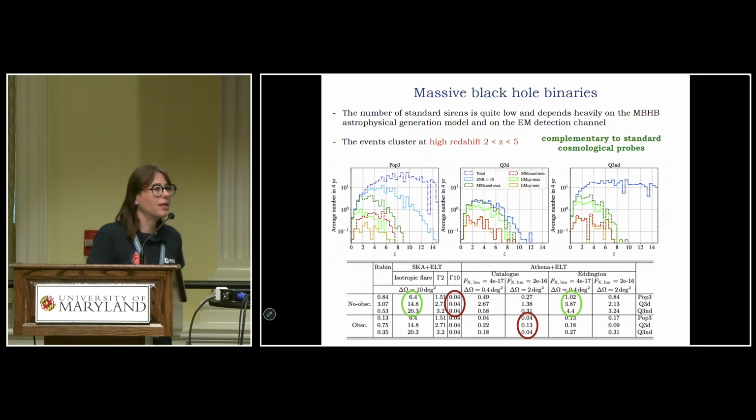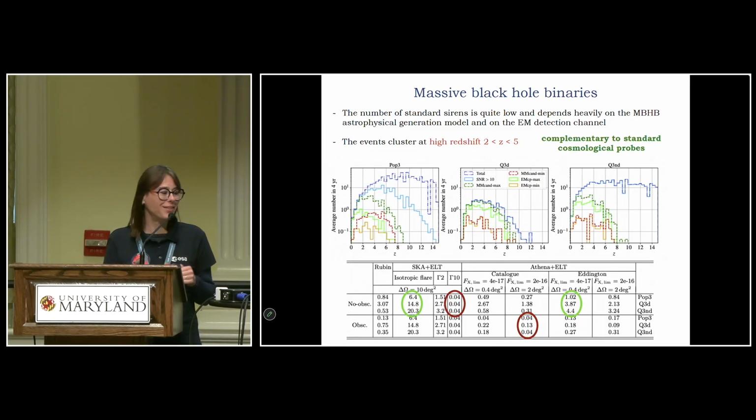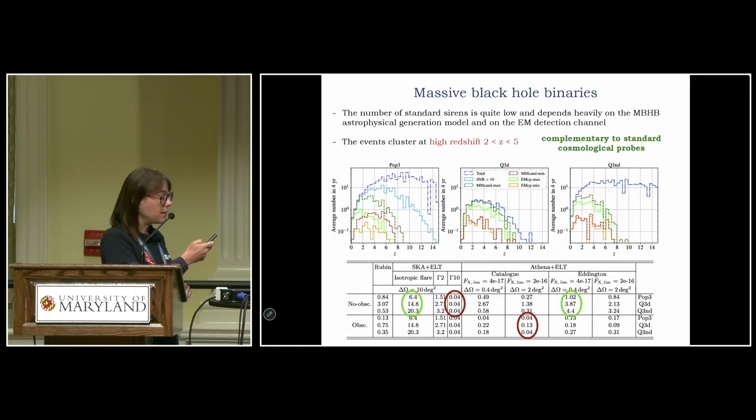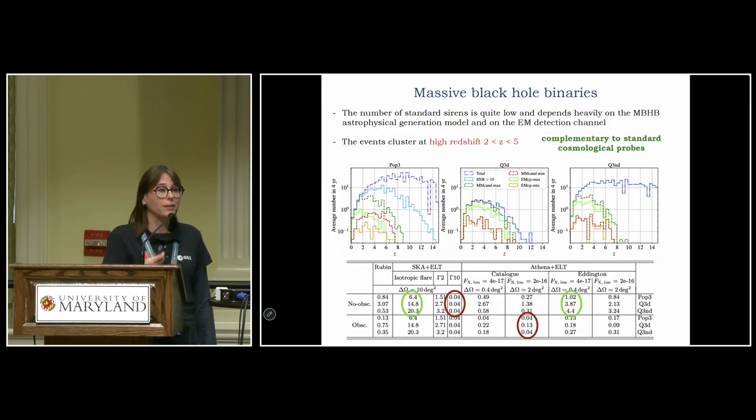So the number of standard sirens is actually quite low, especially for 4 years of the mission, and depends heavily on the massive black hole binary astrophysical generation channel. But what is extremely important for us cosmologists is that these events, as you can see here, with this distribution of the average number of events with electromagnetic counterparts, cluster at high redshift, between 2 and 5. This is very good for cosmology because it's complementary to standard cosmological probes that in general probe the expansion of the universe at redshift smaller than 2.